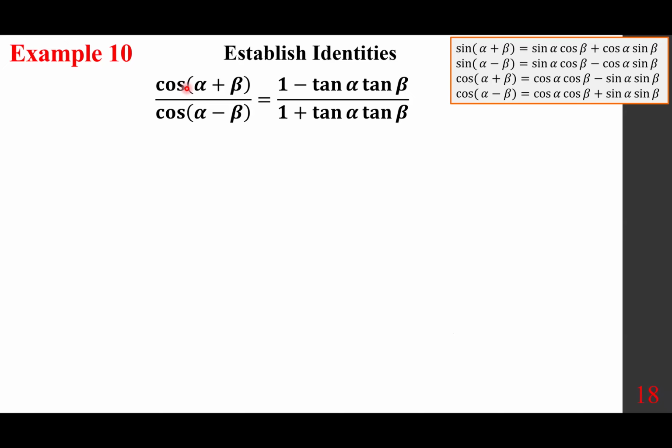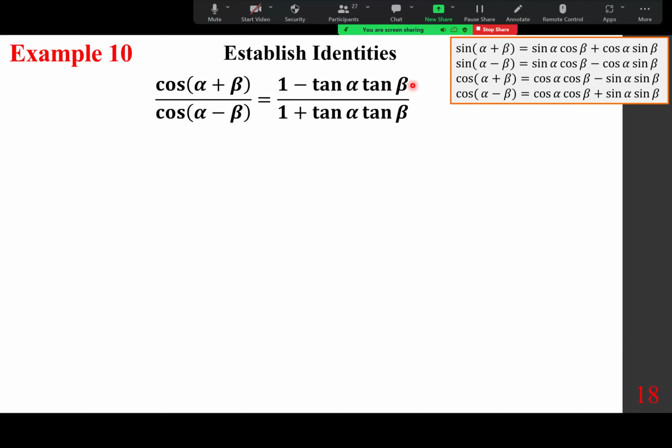Cosine of alpha plus beta over cosine of alpha minus beta is 1 minus tan alpha tan beta over 1 plus tan alpha tan beta. And I've mentioned it before. Well, you could always do the cross product, but it's better to start from one side. In this case, let's say we start with the left-hand side, everybody.